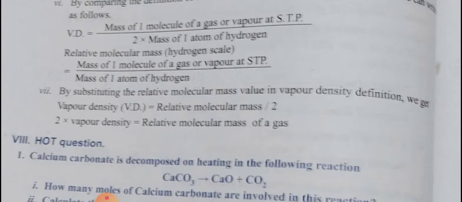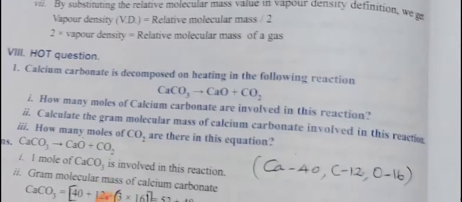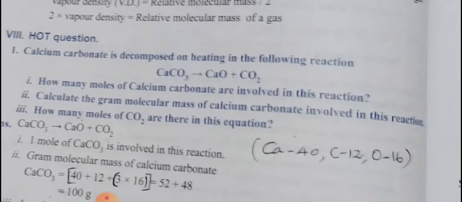Then hard question: calcium carbonate is decomposed on heating. The formula of calcium carbonate is CaCO3. On heating, it decomposes, splitting into calcium oxide and carbon dioxide. So the questions: how many moles of calcium carbonate? Here only 1 mole of calcium carbonate is taking part in the reaction. Then calculate the gram molecular mass of calcium carbonate using the atomic mass of calcium, carbon and oxygen.